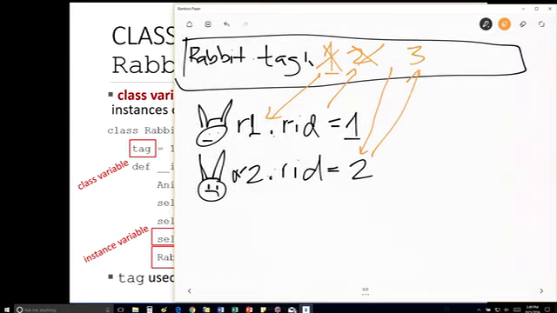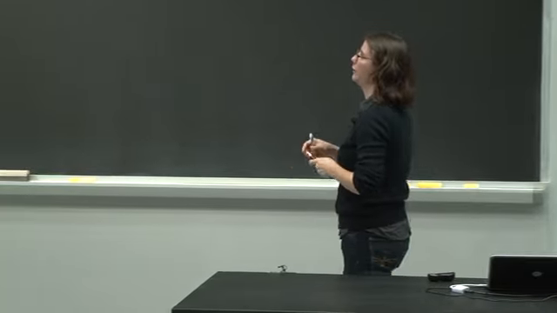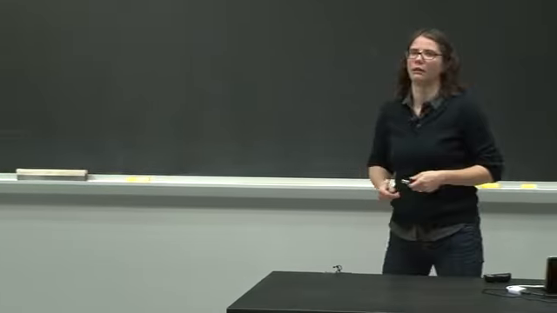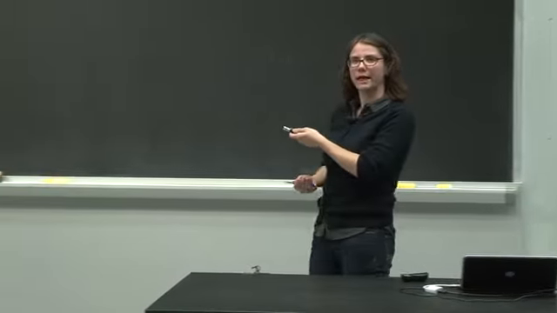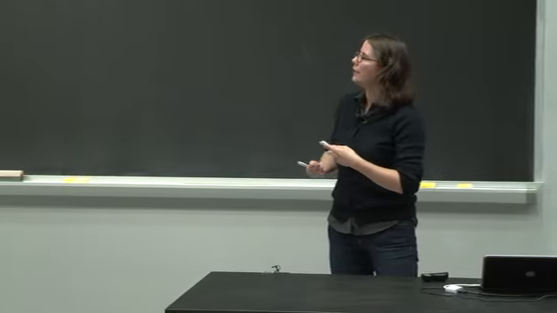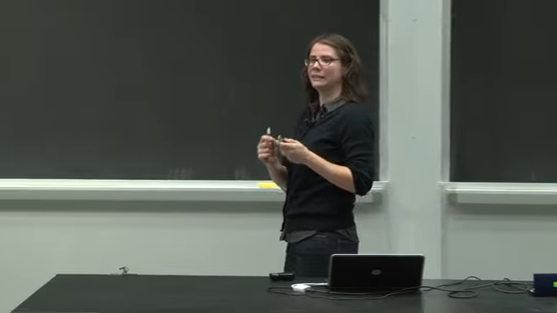Notice that all of my instances are accessing this shared resource, the shared variable called tag. As I'm creating more and more rabbits, they're all going to be incrementing the value of tag because it's shared among all of the instances. And so this tag class variable keeps track of how many different instances of rabbits I've created throughout my entire program.